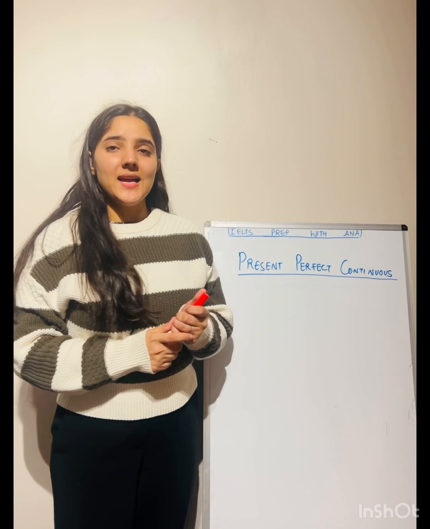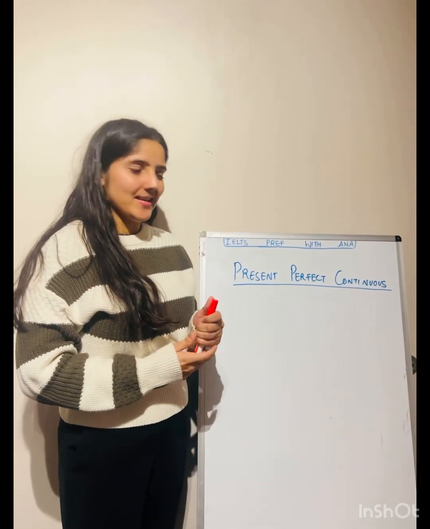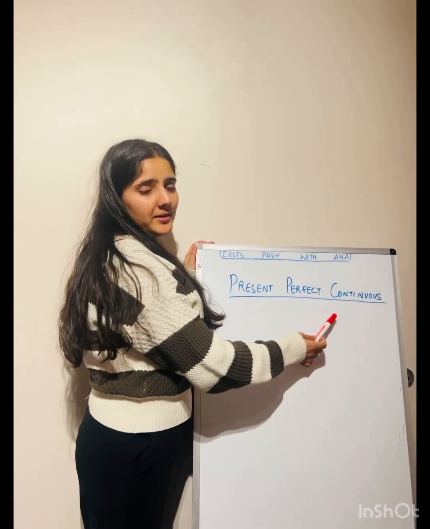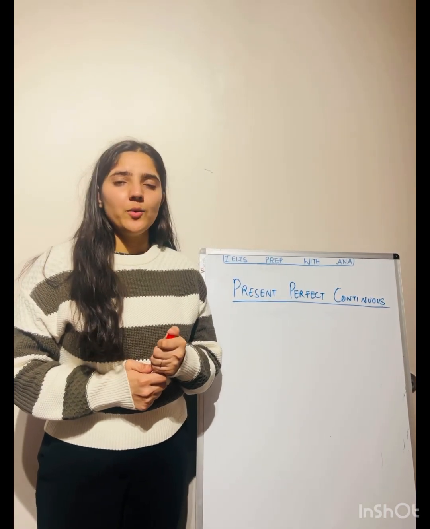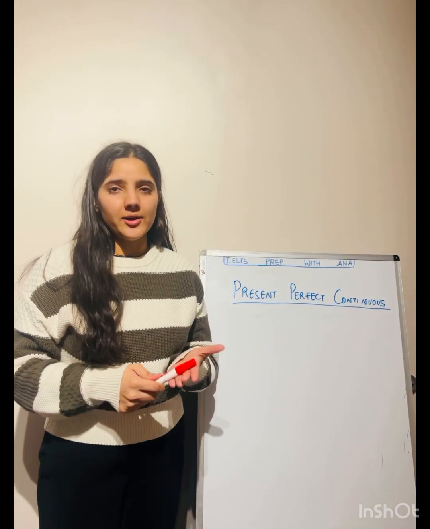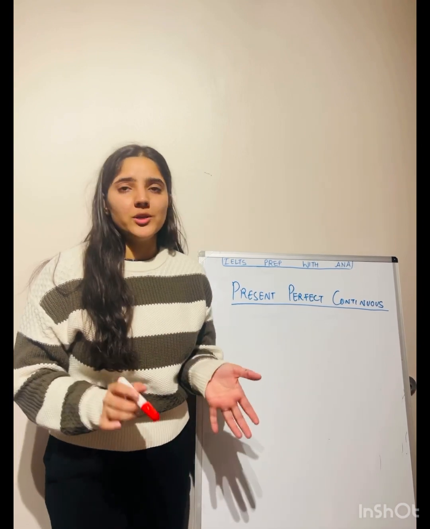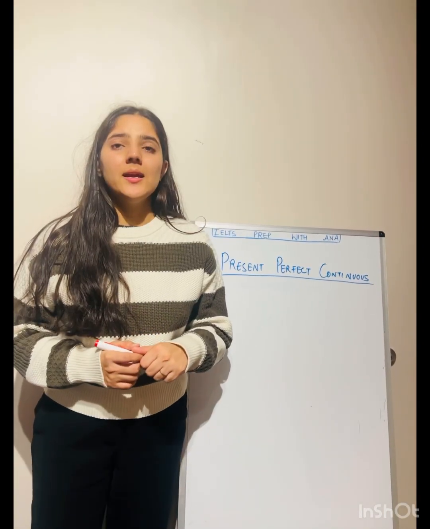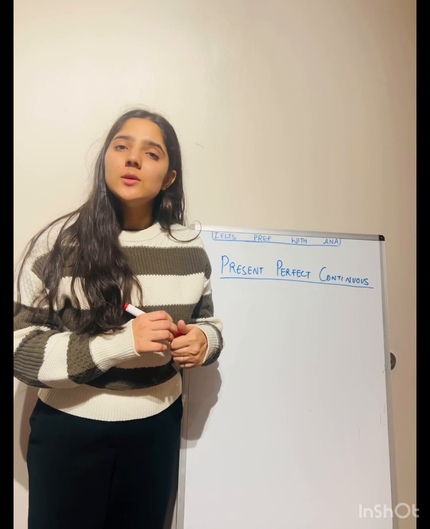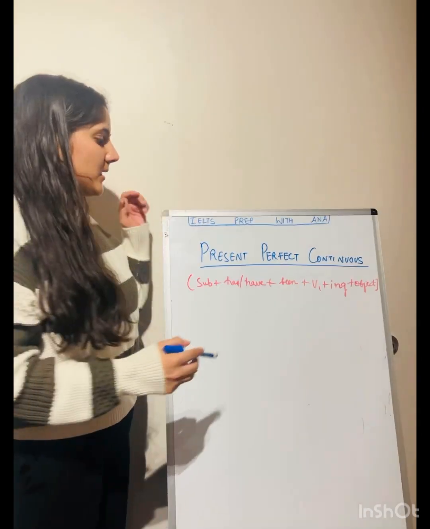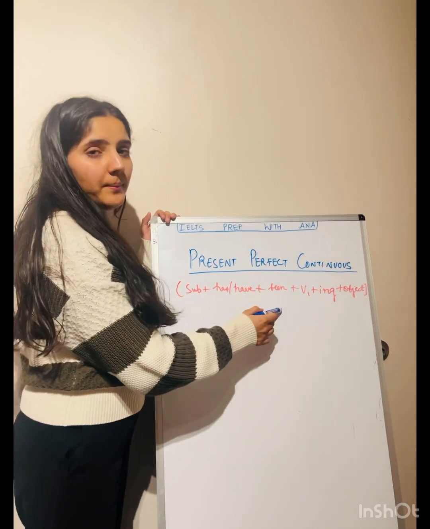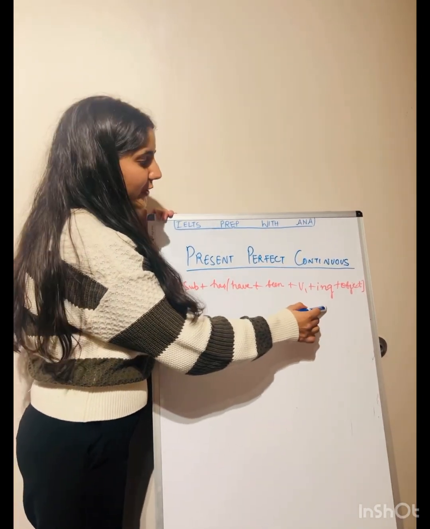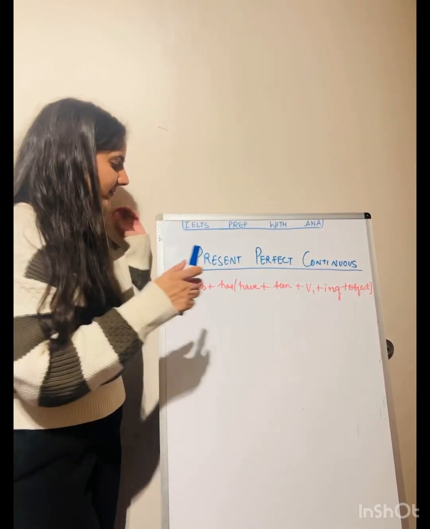So the last type of present tense is present perfect continuous. So where do we use it? We use it where an action has started and is still continuing. An action has started in the past and is still continuing. So its formula is subject plus has, have plus been plus verb first form plus ing plus object.